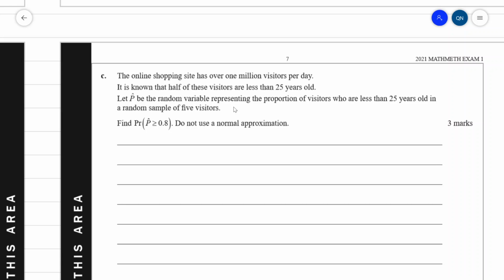Let P hat be the random variable representing the proportion of visitors who are less than 25 years old in a random sample of 5 visitors. Okay, so we have a random sample of 5 visitors. So this is a small sample, right? N is equal to 5. So if we have a small sample and a large population, we use the binomial approximation for P hat.